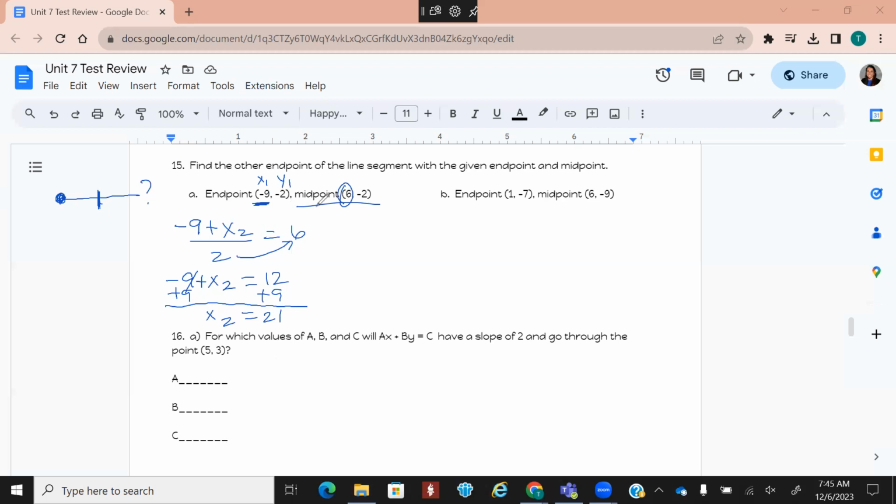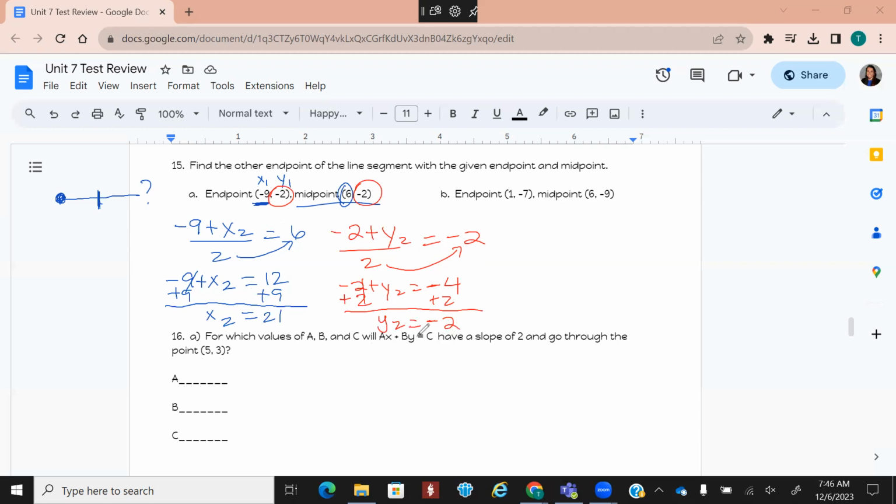Then we're going to do the y's. So we got -2 plus y2 divided by 2 equals -2. Does everybody see where I got those numbers from? Again, we're going to solve for that y sub 2 by multiplying by 2. So 2 times -2 is -4. We're going to add 2. And that gives us -2.